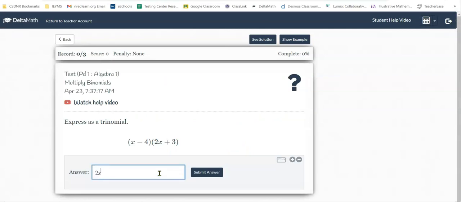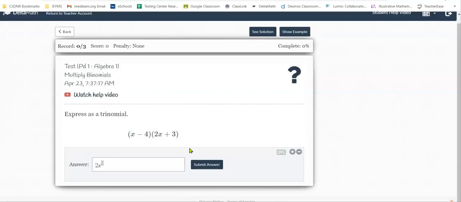You can use the Shift 6 to get to the power, or you can use this keyboard over here. So we have 2x squared minus 5x minus 12.